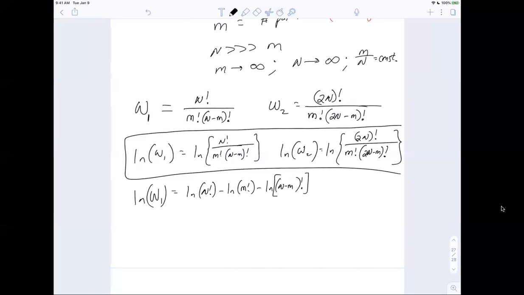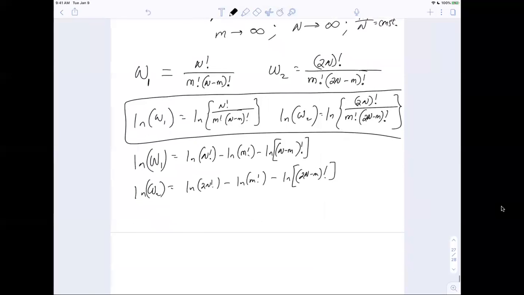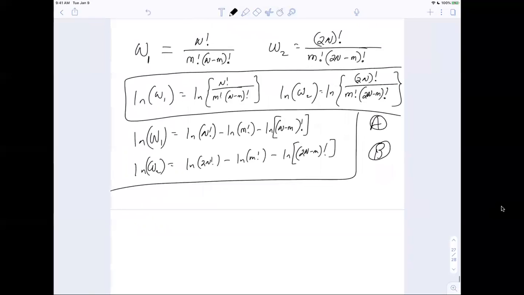And you can do the same for log of W2. That's just going to be the log of 2n factorial minus the log of m factorial again, minus the log of 2n minus m factorial. Anyone have any problems with those two expressions, A and B? Okay, great.